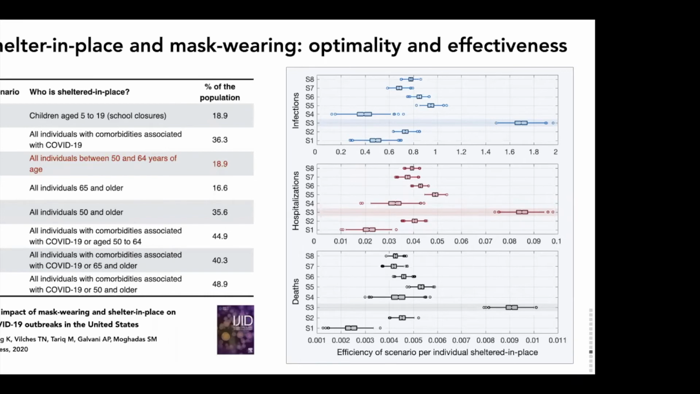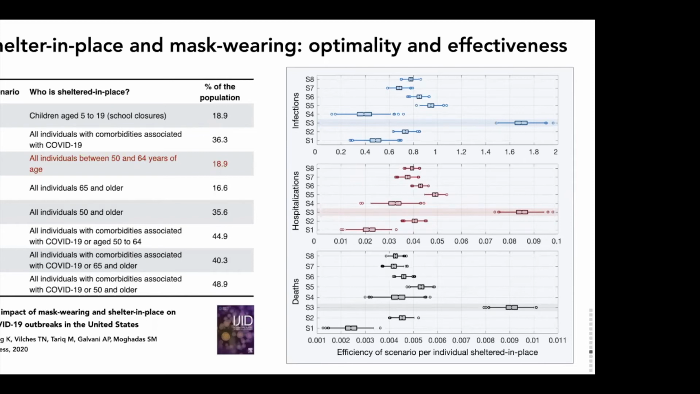So one thing that I want to highlight here, which is very interesting, is that if you look at the S1 strategy, which is essentially school children, the age group between 5 and 19, they constitute the same proportion of the population, which is around 19%, as S3, which is the population of 50 to 64 years of age, again around 19%. But the outcomes of these stay-at-home strategies for these two different age groups are vastly different.